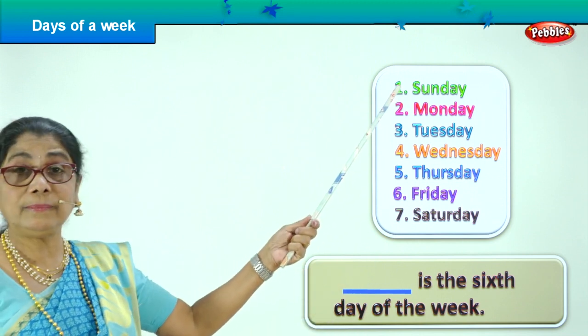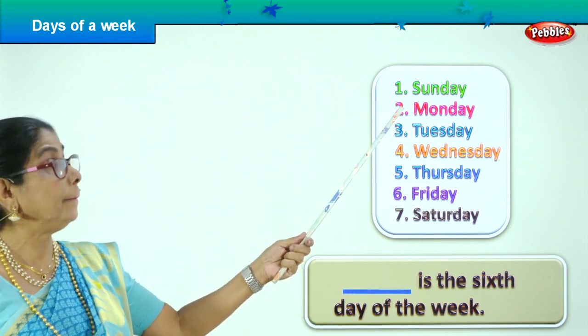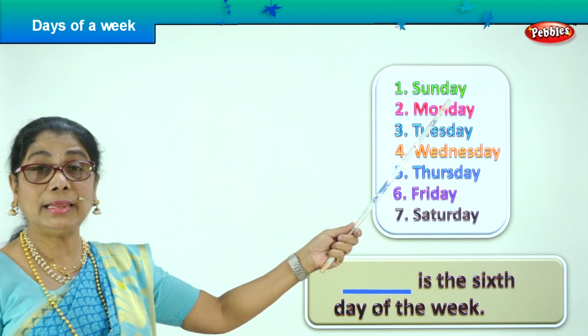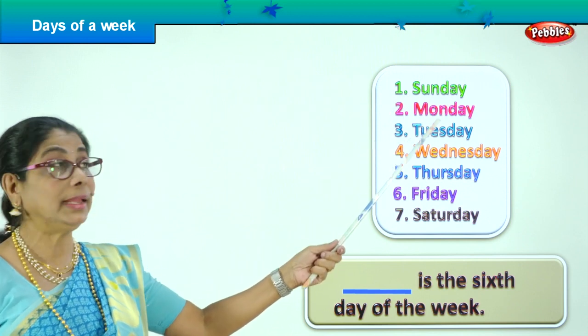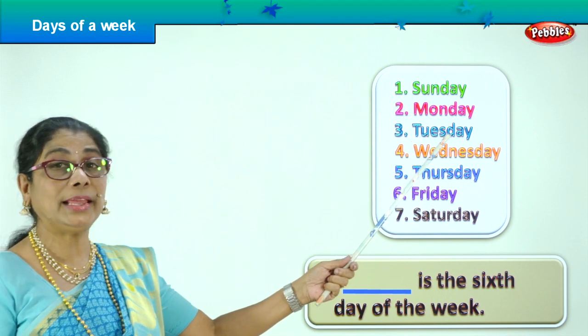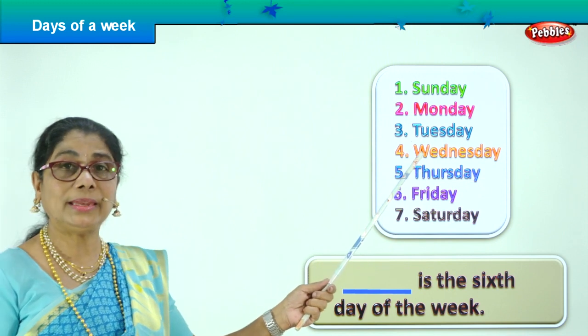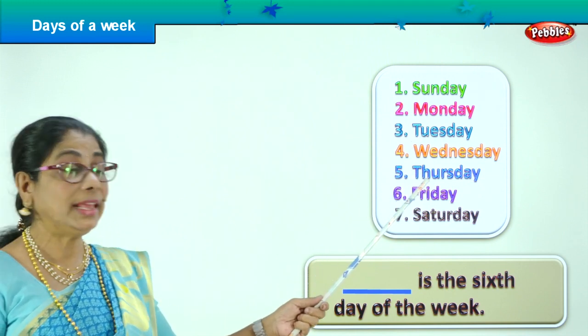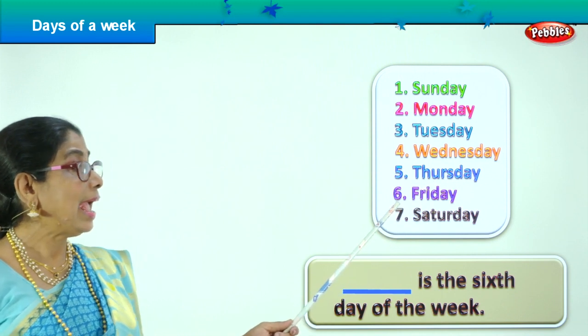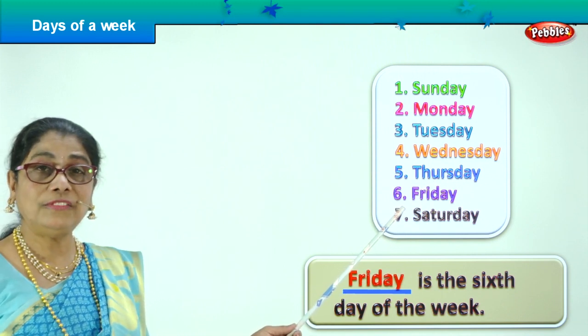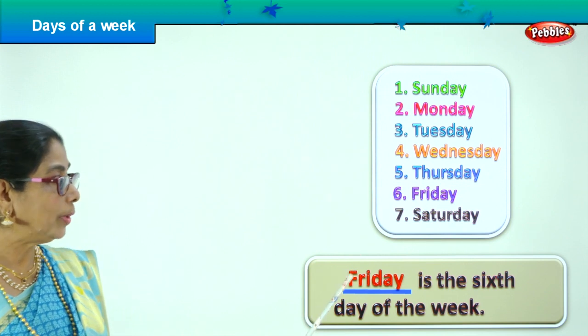First is Sunday. Second is Monday. Third day is Tuesday. Fourth day is Wednesday. Fifth day is Thursday. And the sixth day of the week is Friday. So we write it here.